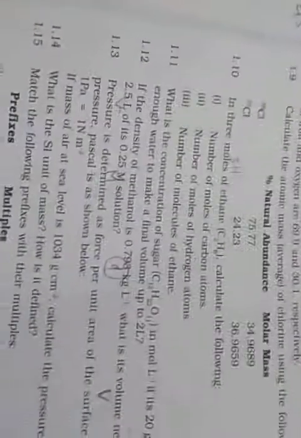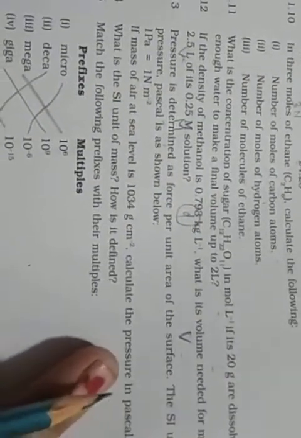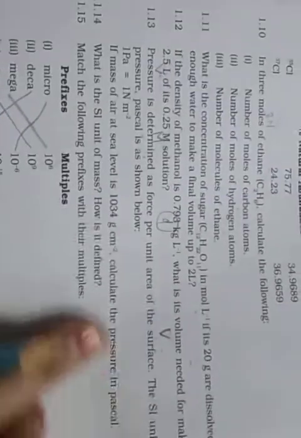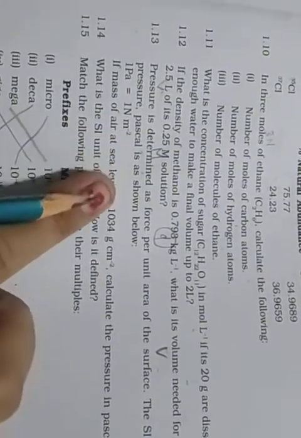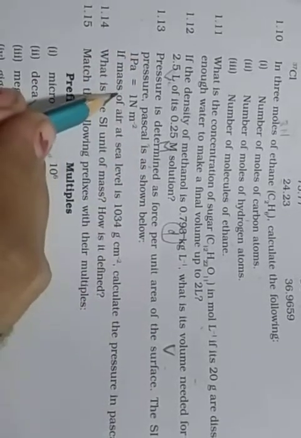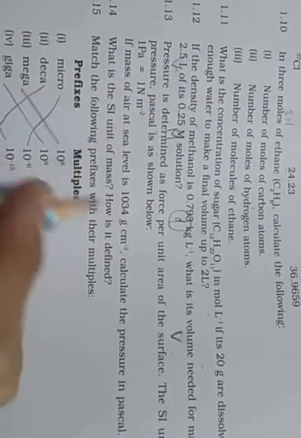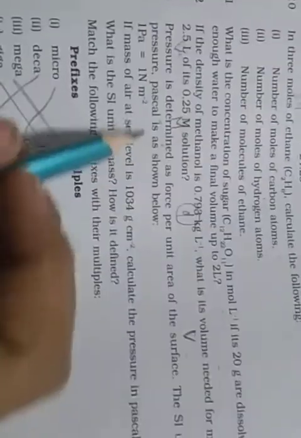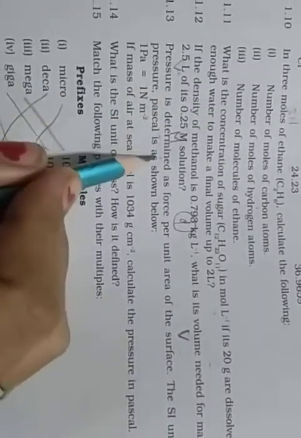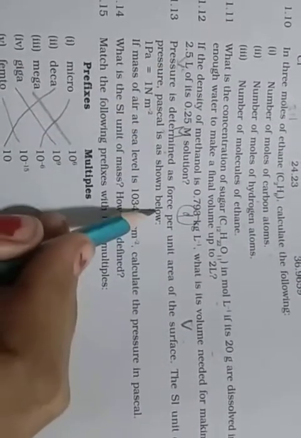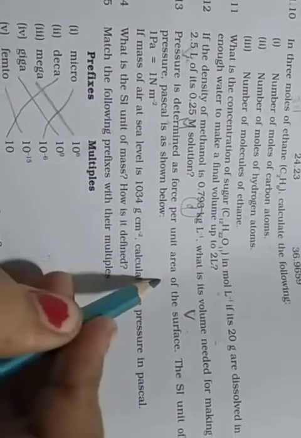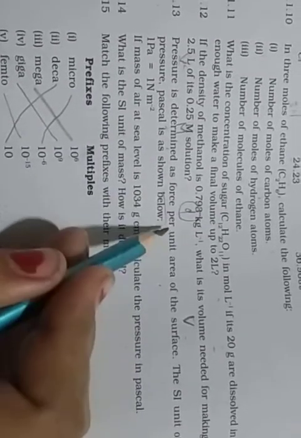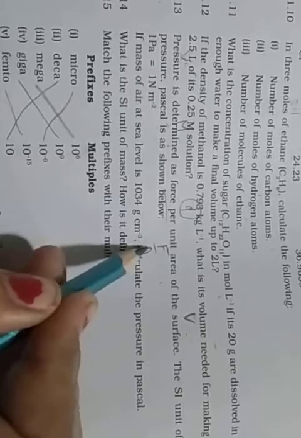Question number 13. Pressure is determined as force per unit area of the surface, and the SI unit of the pressure Pascal is as shown given. So this question is very important, please read it completely and properly. Pressure is determined. What is the pressure? Pressure is determined as the force per unit area of the surface. Force per unit area. That means capital F divided by A.